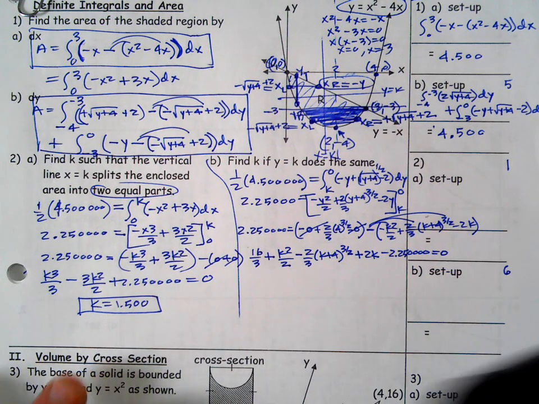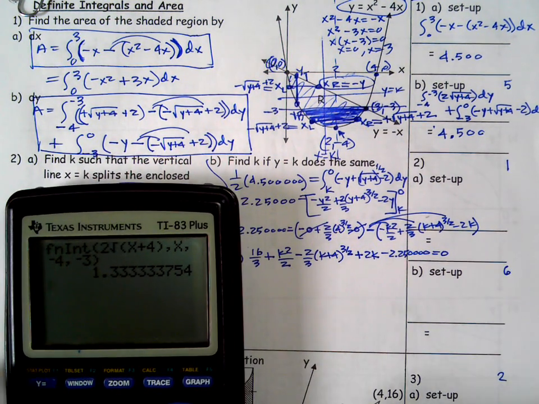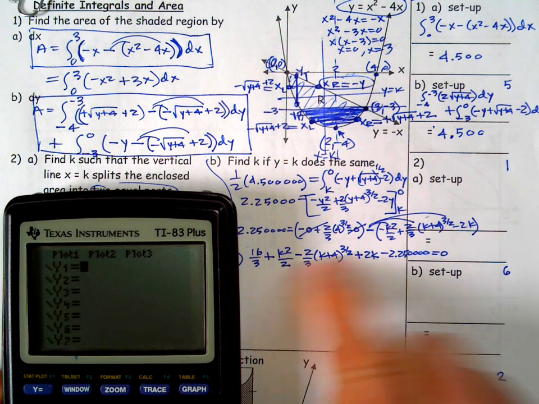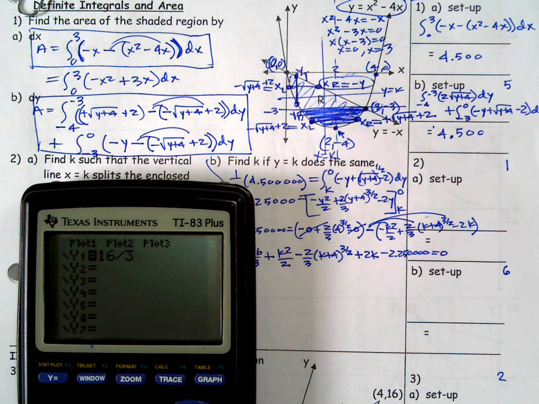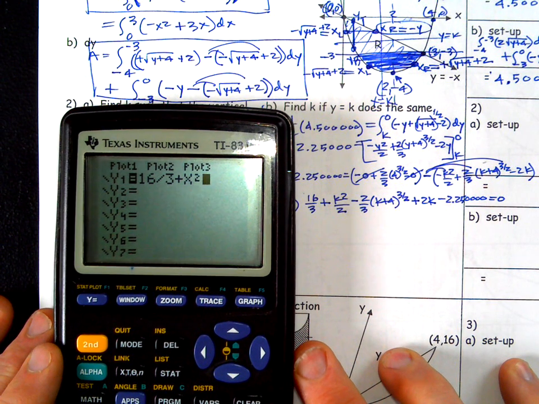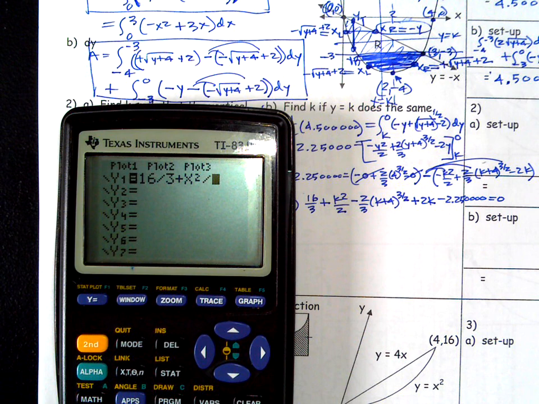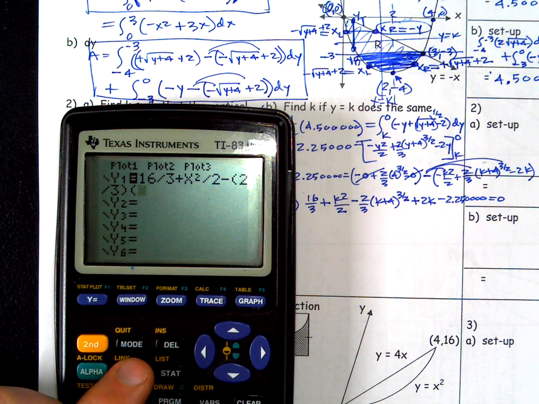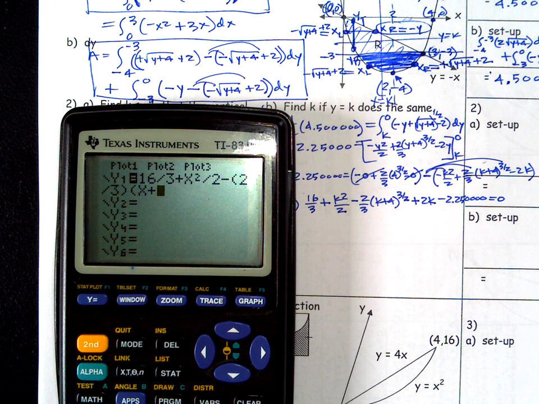So that's kind of a crazy one, but we'll put that in our calculator. Put it in the y menu. We're going to enter all this in. 16/3 plus x squared divided by 2 minus parentheses 2/3 parentheses x plus 4 raised to the parentheses 3/2. You need parentheses around the 3/2. Got to ensure order of operations, plus 2x minus 2.25000. We're going to go to window.